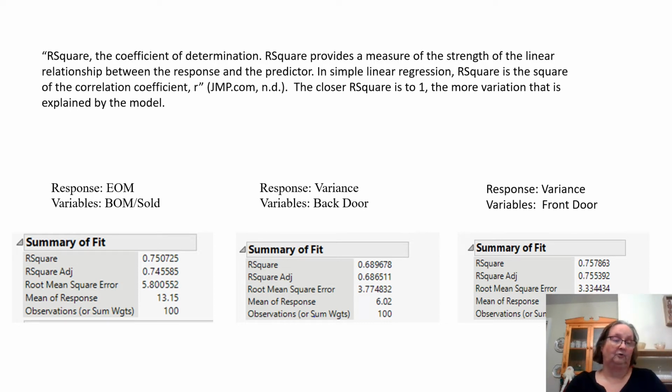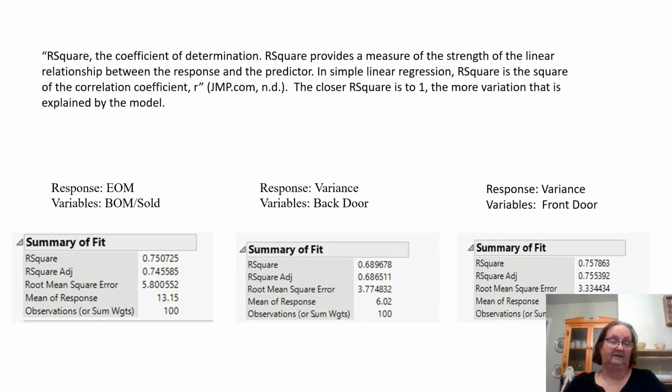The closer R squared is to 1, the more variation that is explained by the model. The larger the R squared, the better the regression model fits the observations. Since R squared for the response end of month with the variables beginning of month and sold is 75.50725%, that percentage of the variation of the response, end of month, is explained by the variables beginning of month and sold.